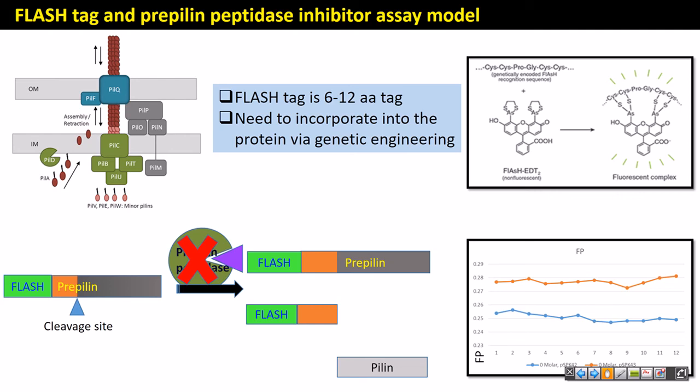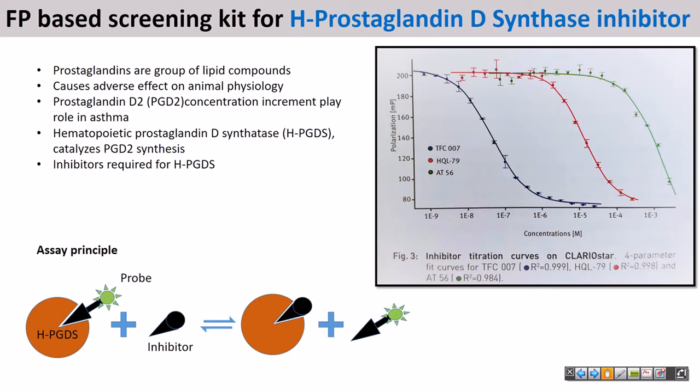I'm not showing all those data. And as a second example, I'm showing here a kit which is made for prostaglandin D synthase inhibitors. This is provided by Cayman Chemical laboratory, and it has a principle. They have developed a fluorophore probe, which is small in size and has a tendency to bind with the active site of the enzyme.